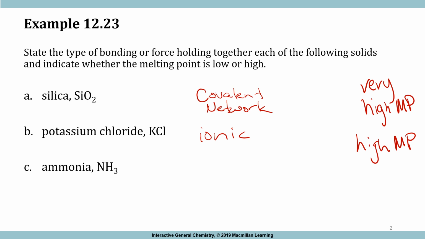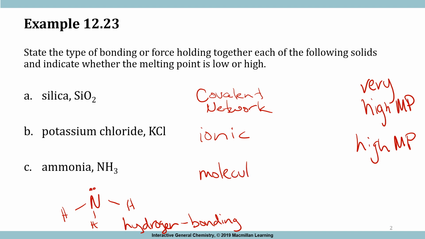And lastly, ammonia. We've discussed ammonia. This one has hydrogen bonding, which is an IMF. So IMFs means molecular solids, and that means it also has a low melting point.